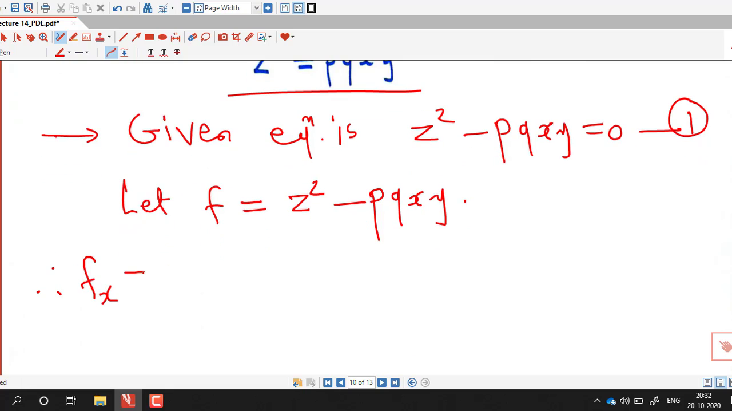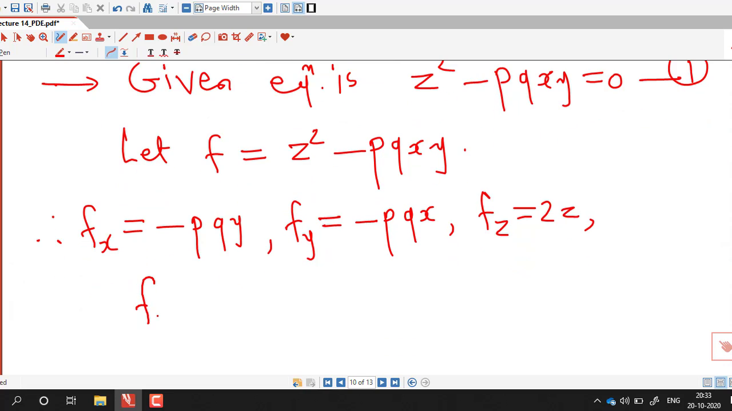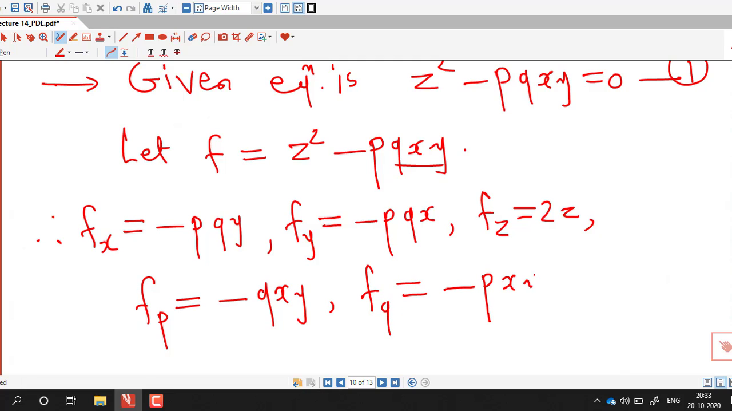Then we write down all the partial derivatives. Partial derivative with respect to x is minus pqy. Here minus pqy is constant, derivative of x is 1. Similarly, del f by del y is minus pqx, del f by del z is 2z. Partial derivative with respect to p is minus qxy, as minus qxy is constant and derivative of p is 1, and del f by del q is minus pxy, as minus pxy is constant and derivative of q with respect to q is 1.